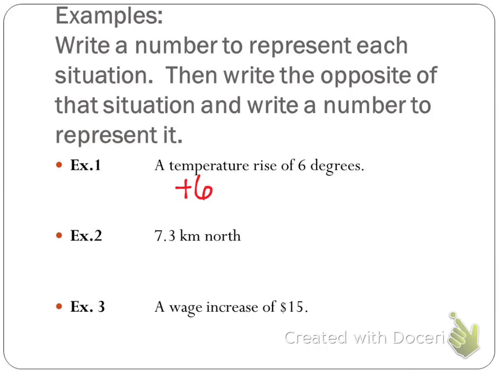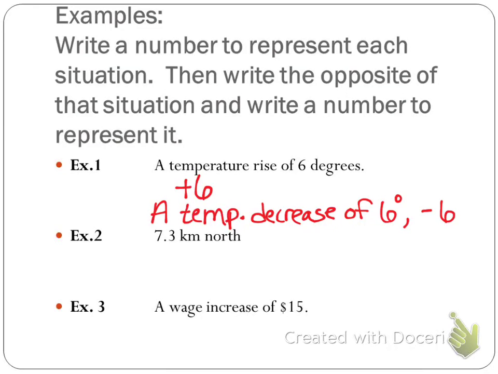Okay. The opposite of rising is going to be a negative, but what would we call it instead of a rise? A decrease. So we would say a temperature fall or decrease of 6 degrees. And how would we represent that? A negative 6. All right, so we were just talking about 7.3 kilometers north.